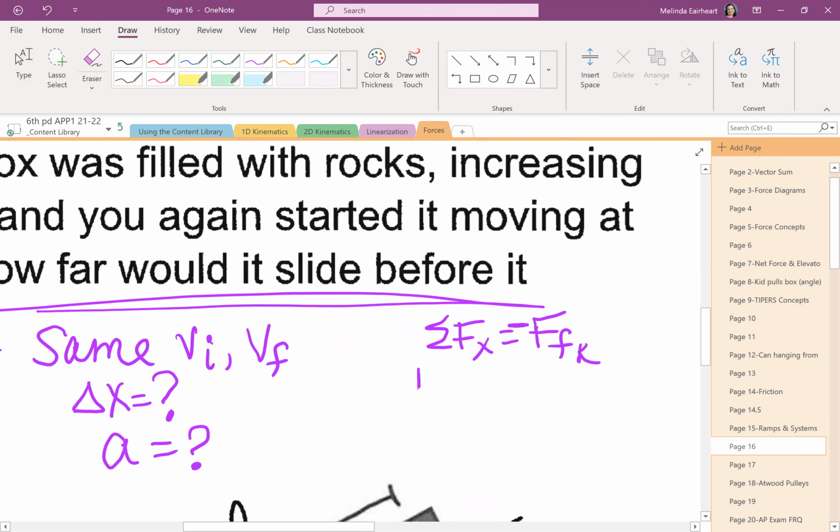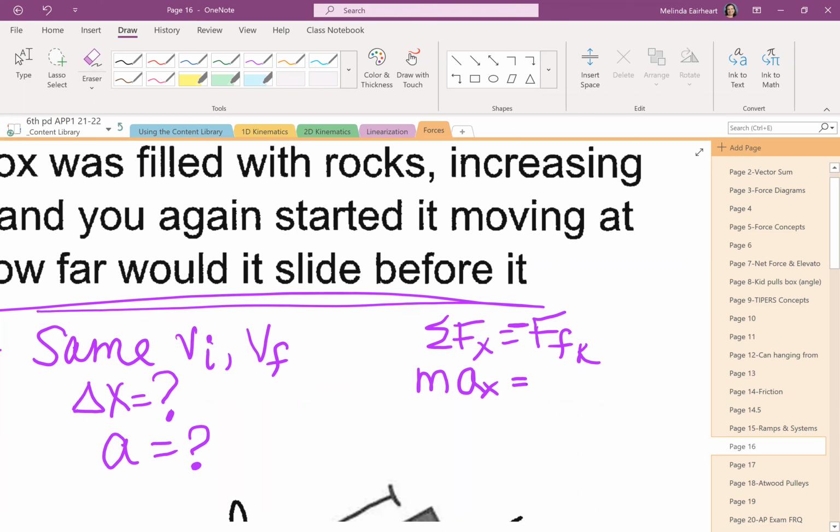The acceleration is going to be in Newton's second law. F net equals ma. Everybody say that with me. F net equals, F net equals. Okay, so much gusto there, right?